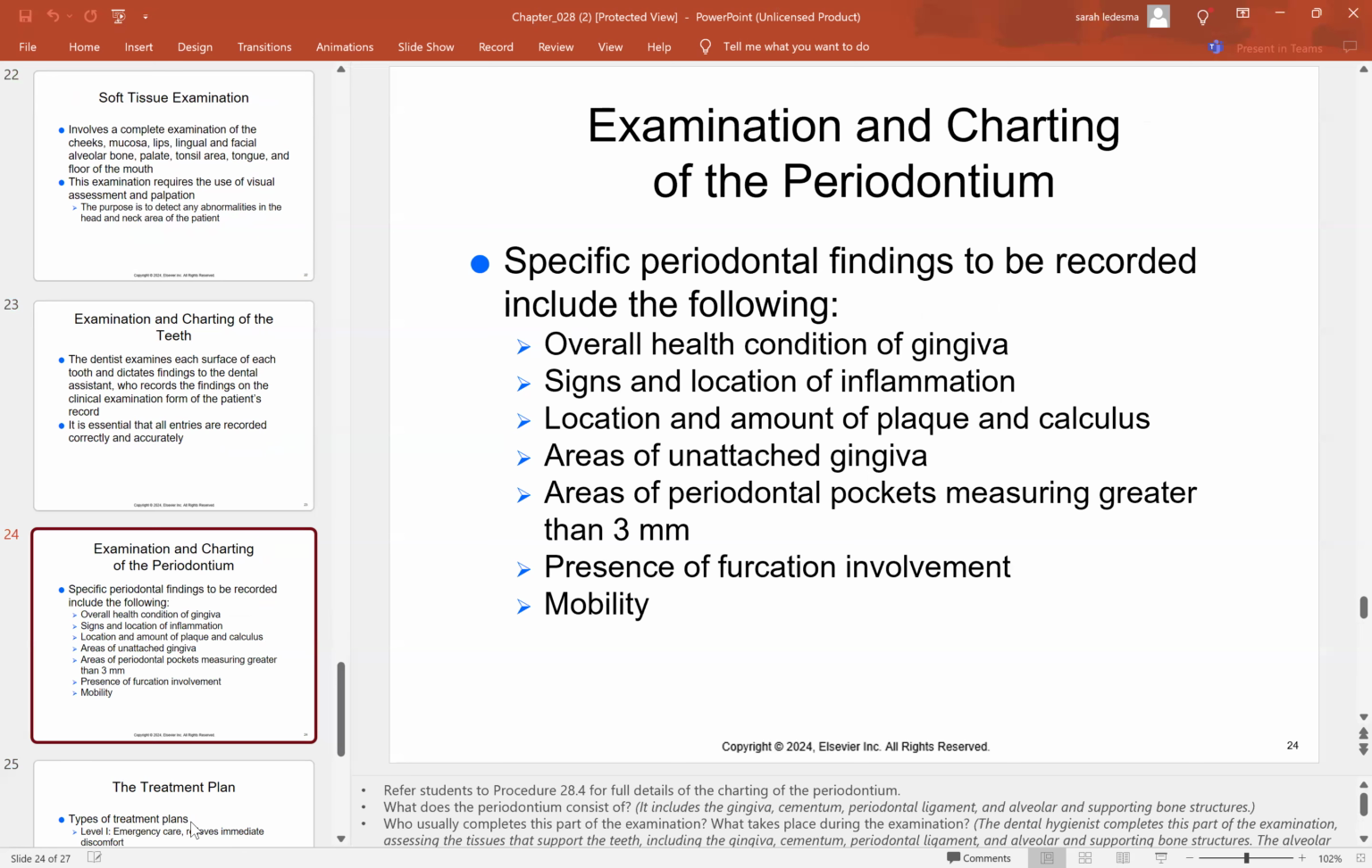Specific periodontal findings to be recorded are the overall health and condition of the gingiva, signs and locations of inflammation, location and amount of plaque, areas of unattached gingiva, areas of periodontal pockets measuring greater than 3 millimeters, presence of furcation involvement, and mobility.